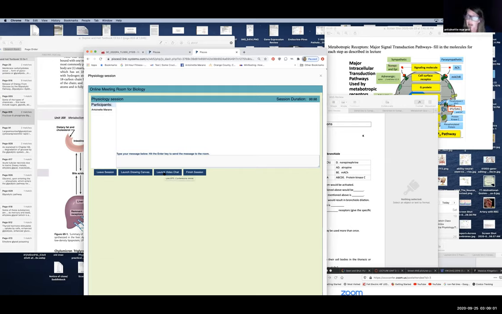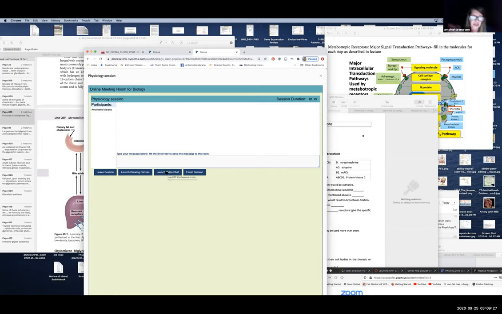When I do that, you have to allow for pop-ups. If you don't allow for pop-ups, you cannot use this platform. Please make sure in your settings for Chrome that you allow for pop-ups, and you might want to jot that down so you don't forget. There's sometimes a lot of frustration with something as simple as allowing pop-ups. So I'll just launch video chat.